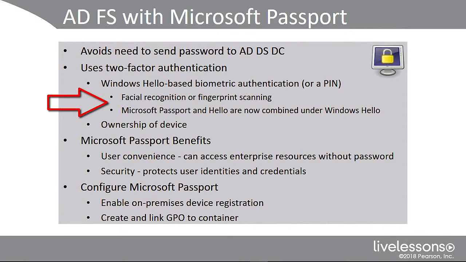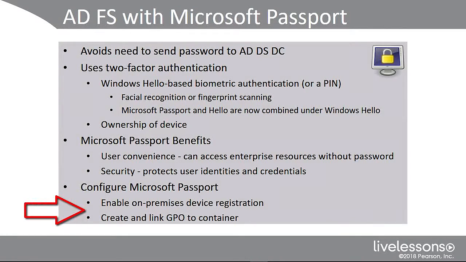The biometric authentication could be facial recognition or fingerprint scanning. Microsoft Passport and Hello were kind of separate in previous versions, but now they're combined, and that's where we get the term Windows Hello. Some benefits of using Microsoft Passport: user convenience. They can access resources throughout the entire organization without supplying a password. And it's more secure because it protects both the user identities and credentials, because we're now using biometrics instead of typing in a password and having that password compromised.